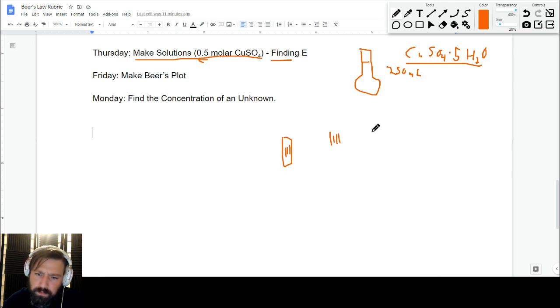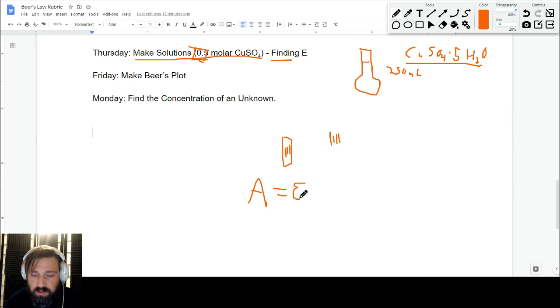You're going to fill up this cuvette with pure water, stick it into our spectrophotometer, and calibrate it. That's how we're going to calibrate the spectrophotometer. There's a nice little button that you just hit to calibrate it. Then remove the cuvette, clean it out, put in your copper sulfate at 0.5 molar, and stick it back in, and you will get an absorbance. So now we have the absorbance.